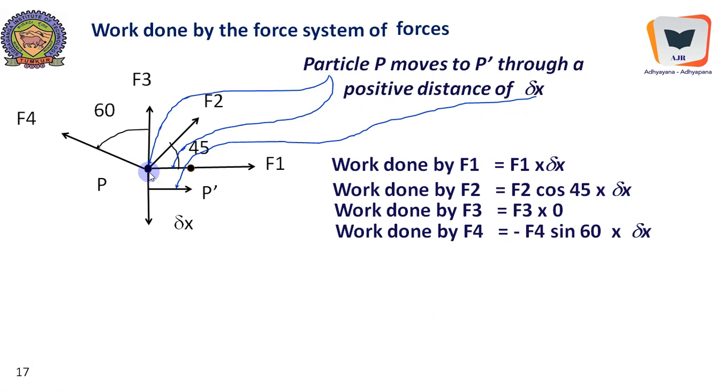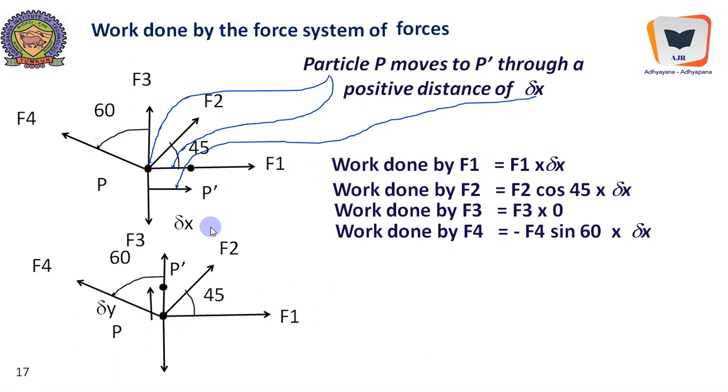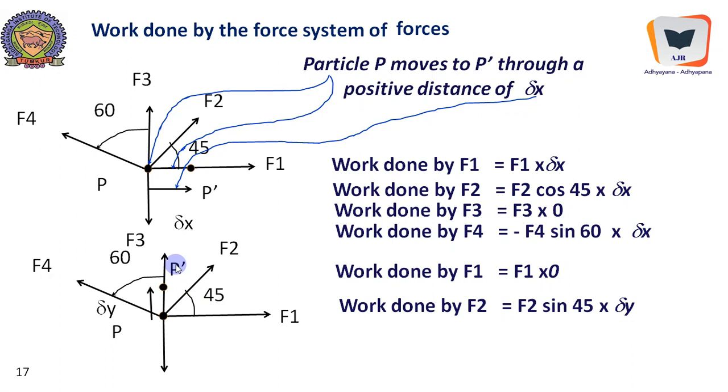Similarly, the same argument can be put forth even for vertical movement of the particle. We will assume a positive virtual displacement of del y in the vertical direction, P goes to P dash. F1 does no work because F1 is horizontal. F2 does F2 sine 45 into dy, which is positive because dy is upwards, and F2 sine 45 is also upwards.